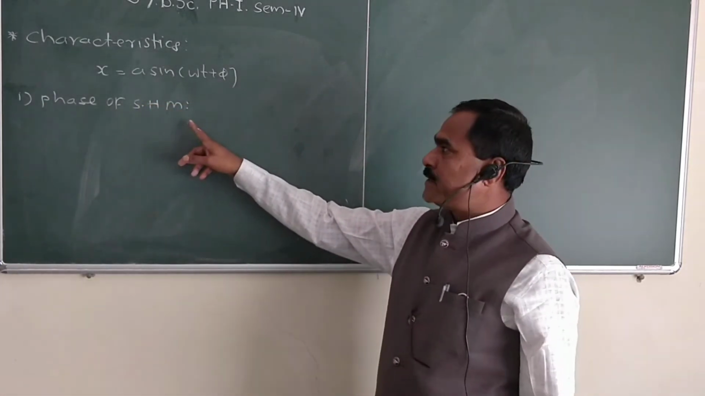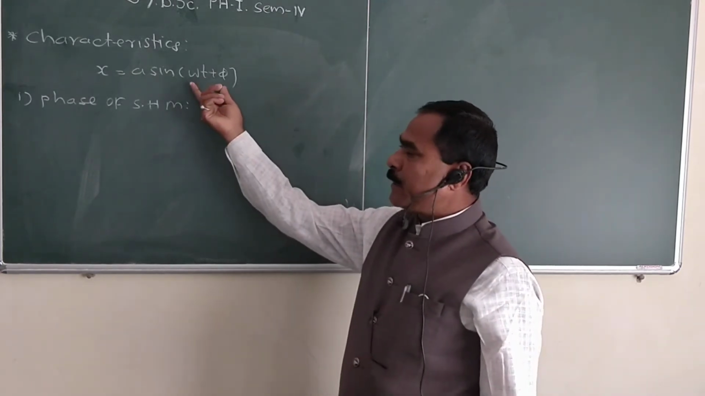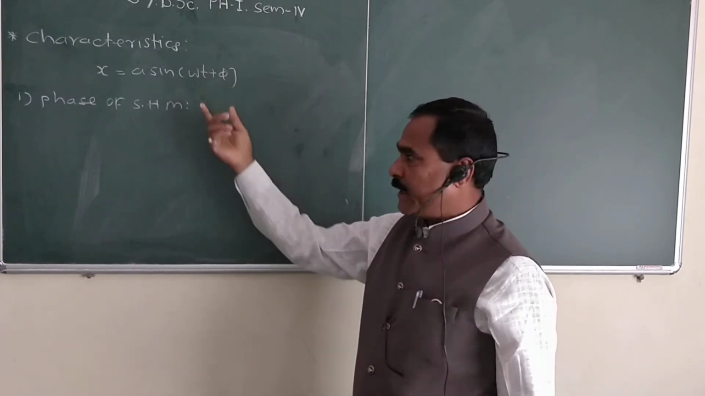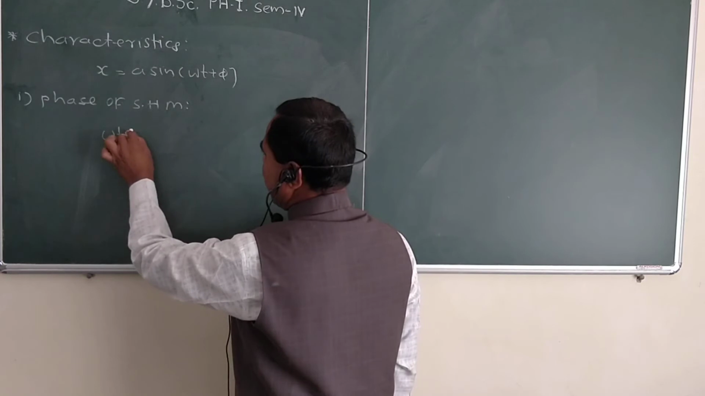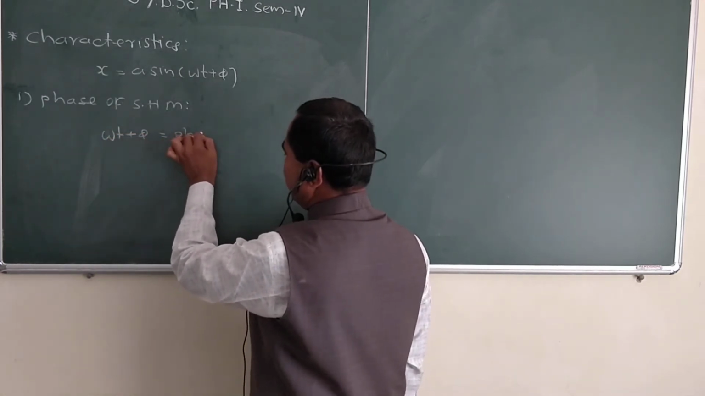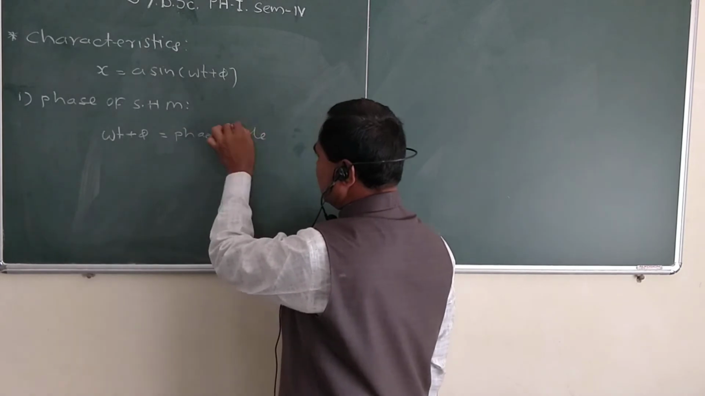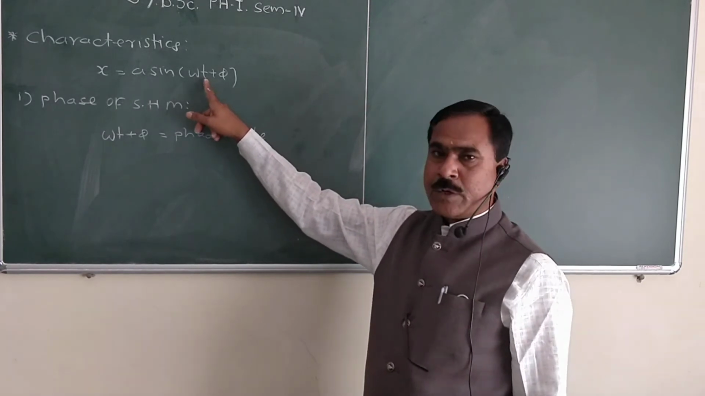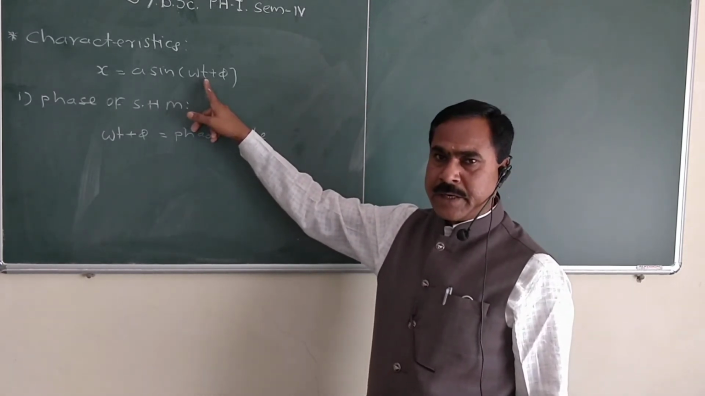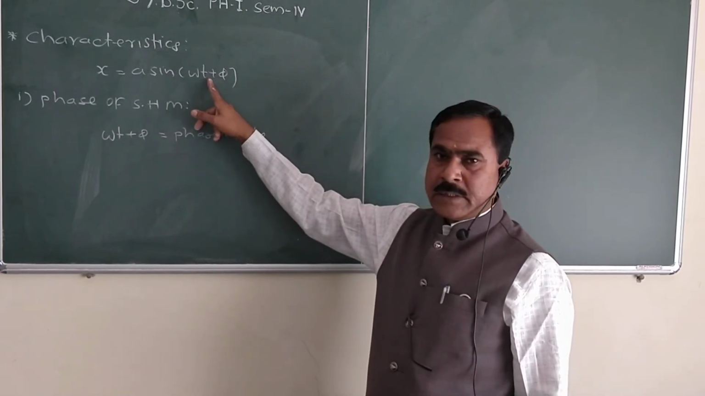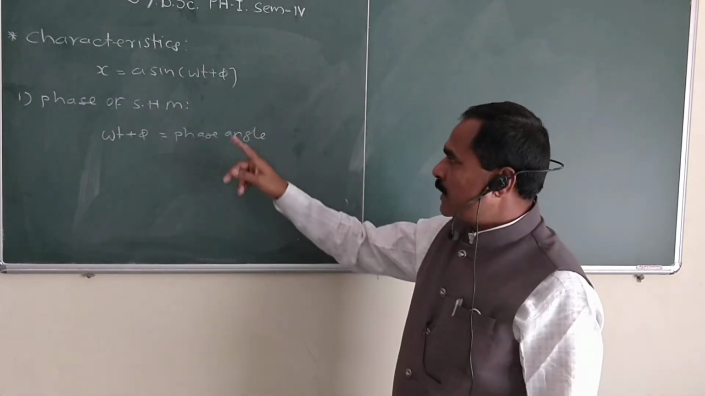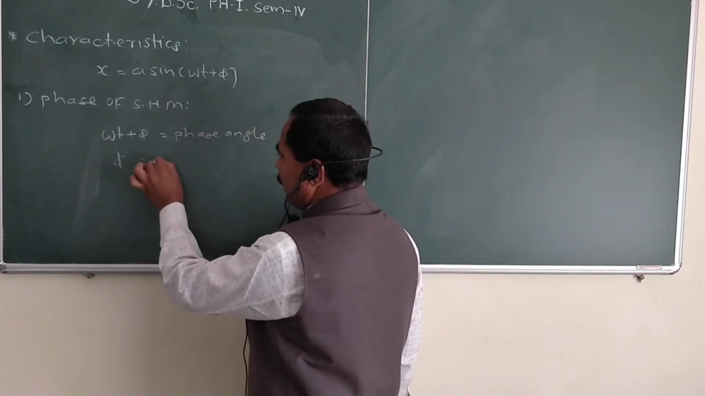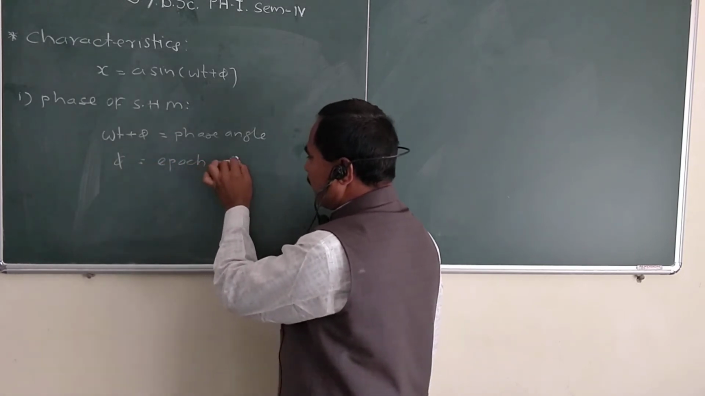Okay, phase of SHM. Now here omega t plus phi is called the phase of linear simple harmonic motion. That means omega t plus phi equal to the phase angle. This is the phase angle where time t equal to 0. That means we consider the initial condition, and at that time t equal to 0. When t equal to 0, then the quantity that remains is only phi. Right? So this phi is called epoch, or starting phase.